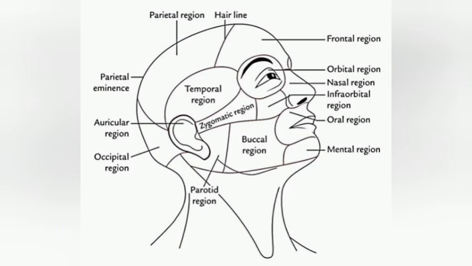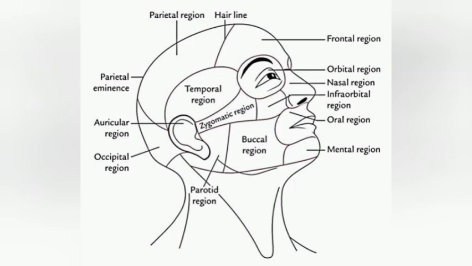The parotid region, the nasal region, the oral region, and the mental region. So those are regions that are found within the face. After discussing the regions of the head, we are moving into the bones. We are going to give a basic structure, a basic listing of the bones. Then in the next note, we are going to describe each of the bones in full detail.